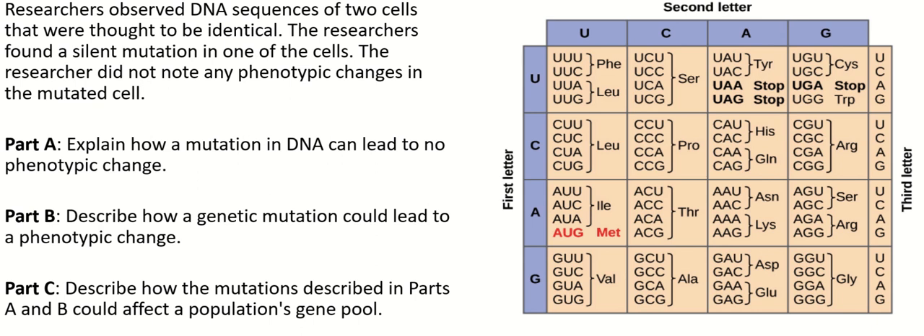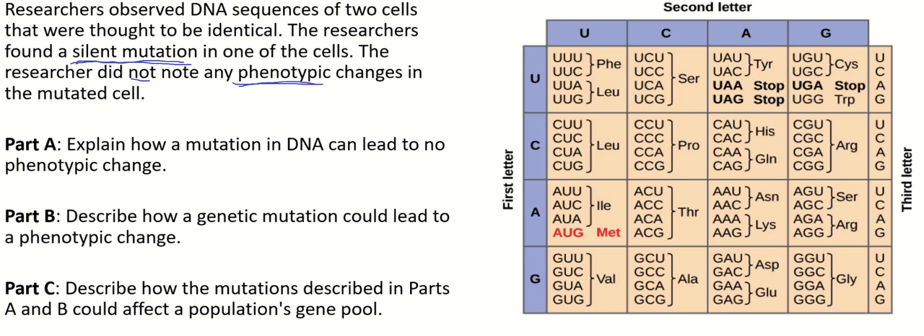Researchers observed DNA sequences of two cells that were thought to be identical. So the DNA is thought to be identical. The researchers found a silent mutation. So there's our first keyword. I'm going to underline that. Silent mutation. The researchers did not know any phenotypic change. That's what a silent mutation is. It's a change in the DNA that does not change the phenotype. All right, it's still a mutation, but it doesn't change the protein.